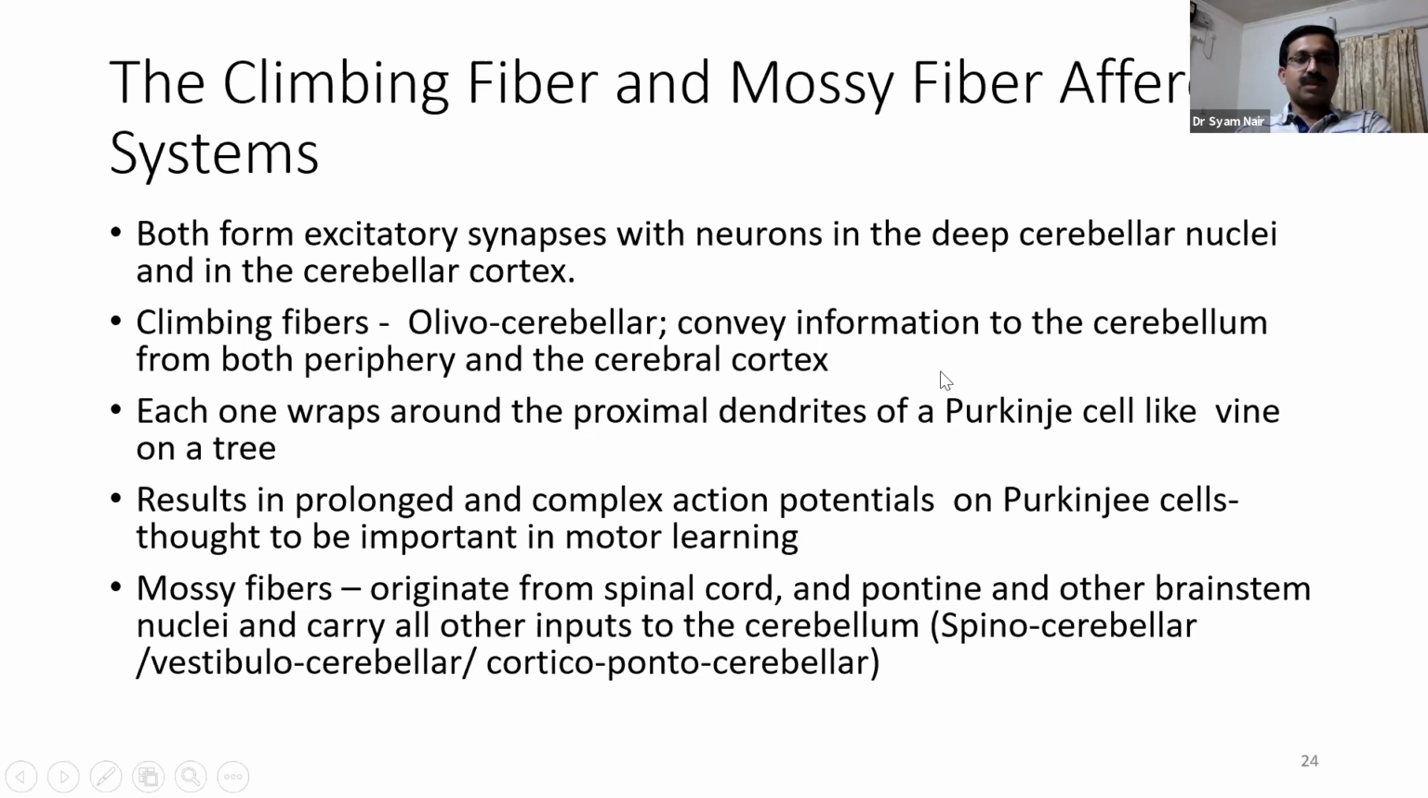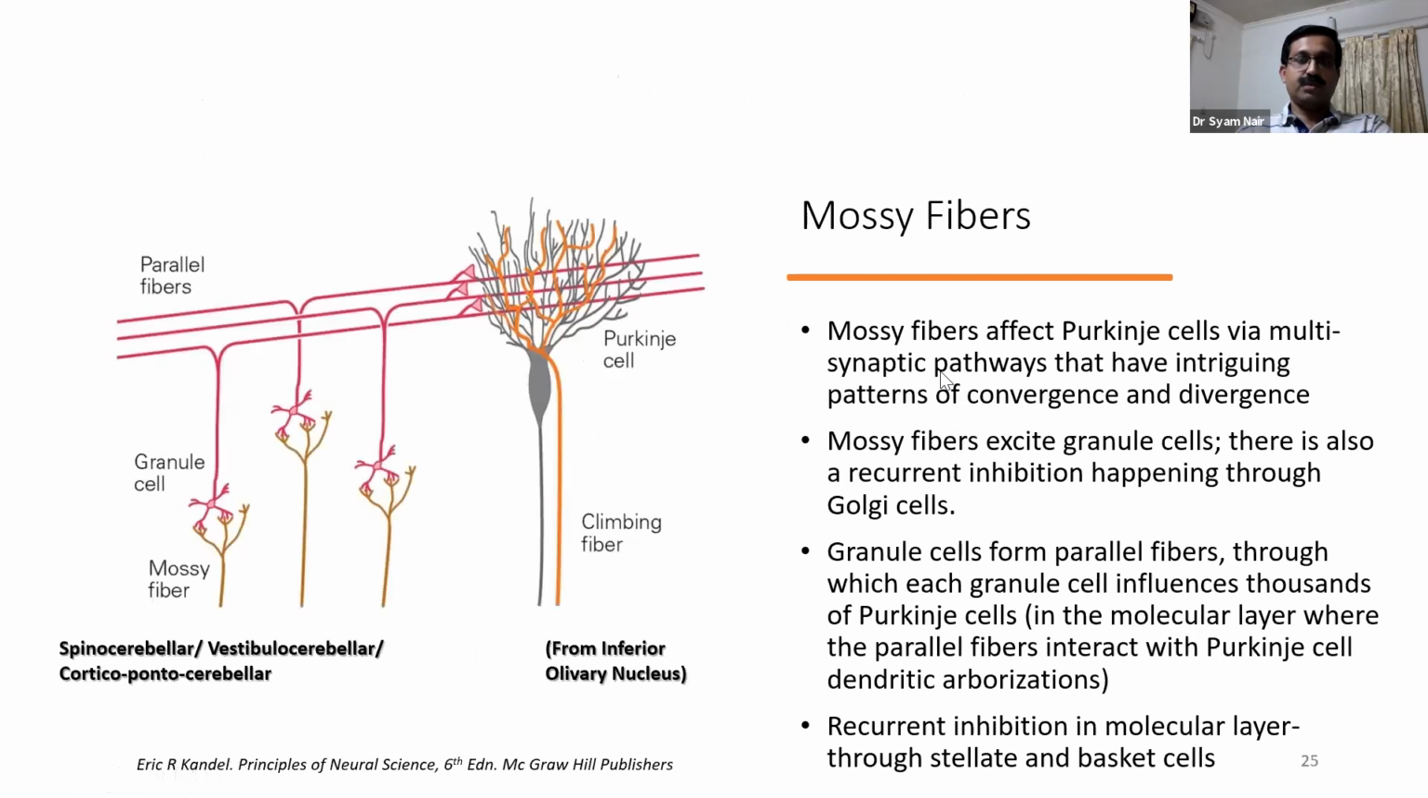The mossy fibers originate from the spinal cord and pontine and other brainstem nuclei and carry all other sorts of inputs to the cerebellum: the spinocerebellar, vestibulocerebellar, as well as the corticopontocerebellar. So this is again a schematic representation. This is very important. Corticopontocerebellar fibers come through the middle cerebellar peduncle. Spinocerebellar and vestibulocerebellar fibers come predominantly through the inferior cerebellar peduncle. They all form mossy fibers.